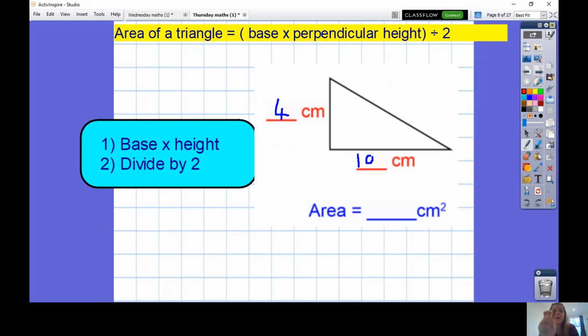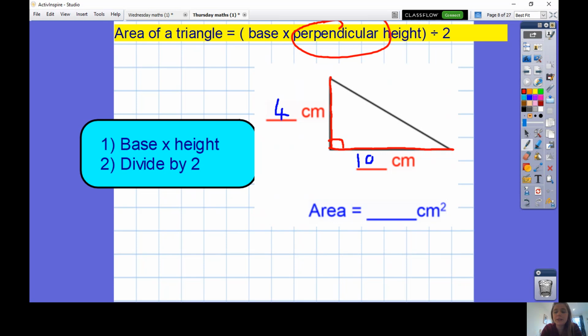Any triangle that you're dealing with, you use this formula, which is written at the top in yellow. The area of the triangle is equal to the base, so that's along the bottom, multiplied by the perpendicular height. Remember, perpendicular as a word means at a right angle.